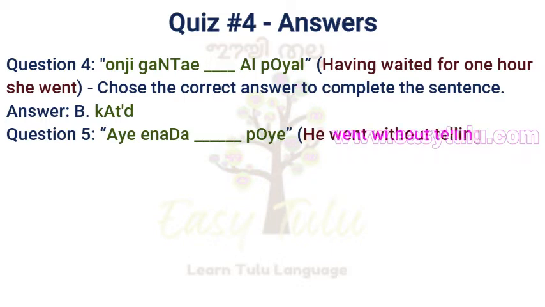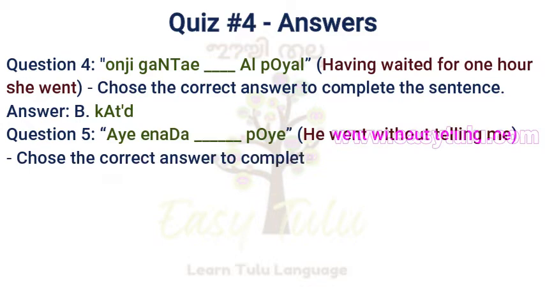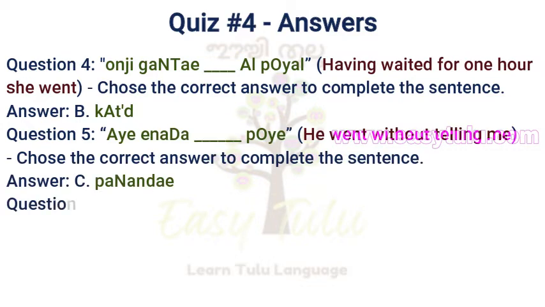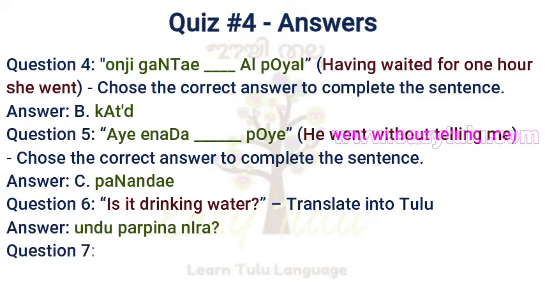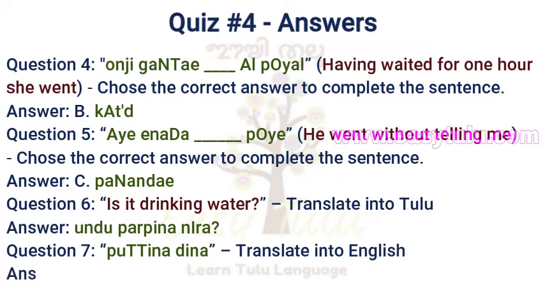Question number 5. Aye enada dash poye. He went without telling me. Choose the correct answer to complete the sentence. Answer C. Panande. Question number 6. Is it drinking water? Translate into Tulu. Answer Undu parpina neera. Question number 7. Puttina dina. Translate into English.